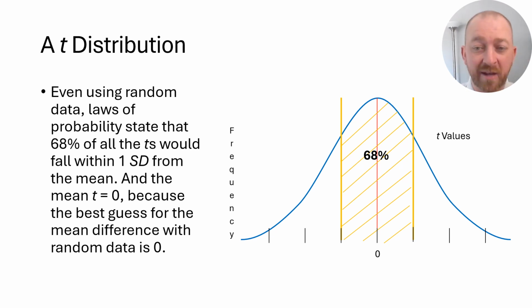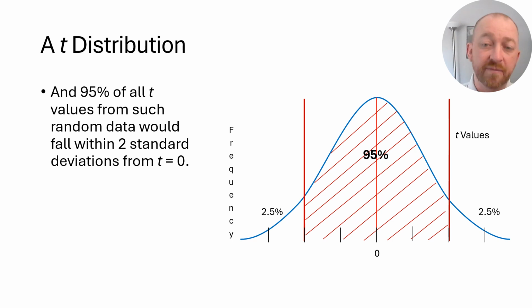However, to jump ahead a little bit and take this to its logical conclusion, we find that 95% of all t-values obtained in this way should fall within 2 standard deviations of the mean. What's interesting there is that if they fall outside of those 95%, they're unusual t-values. We wouldn't expect those t-values to occur unless there is an impact of the independent variable on the dependent variable. That's essentially what we're going for here.